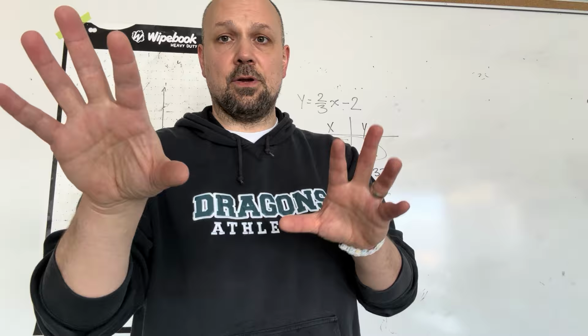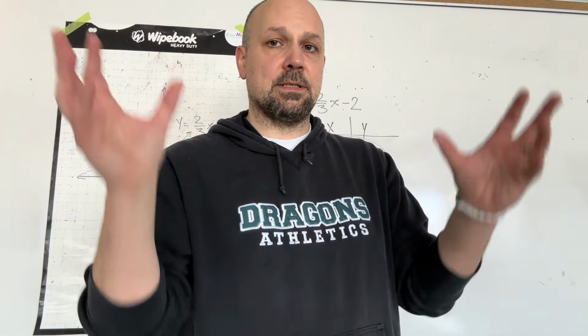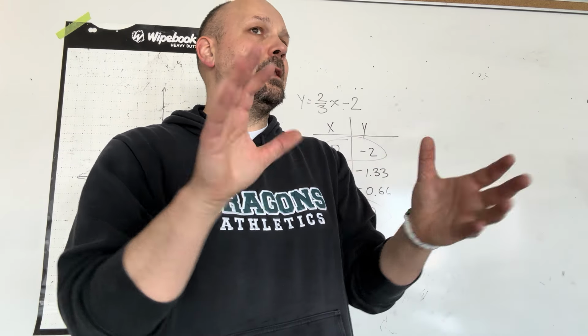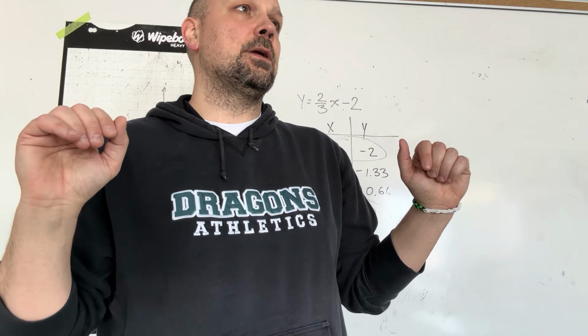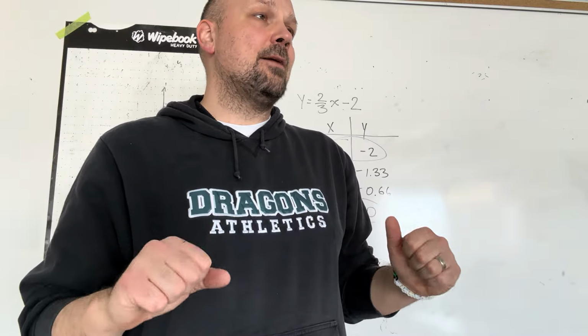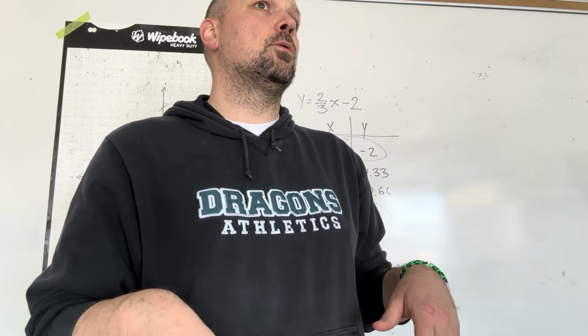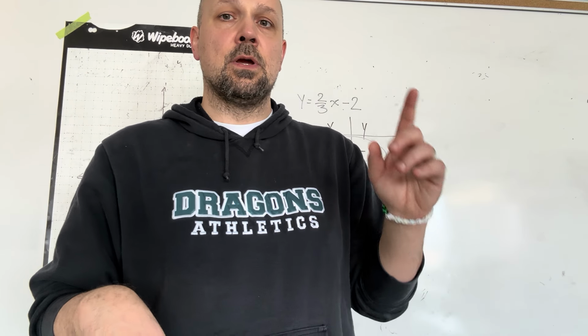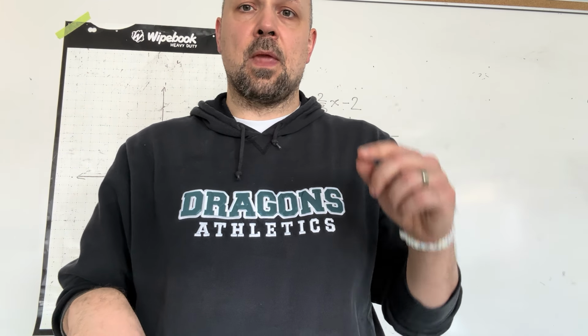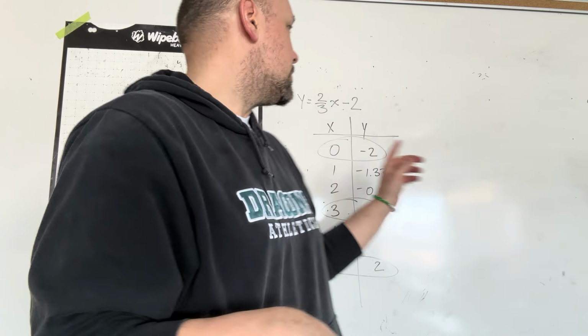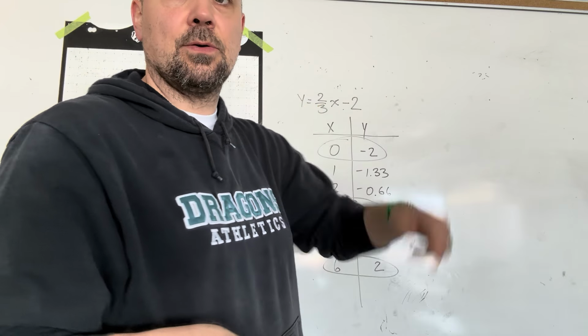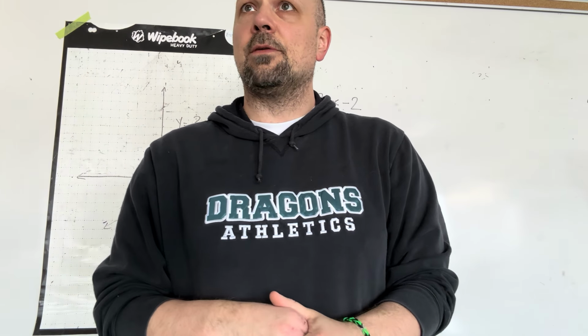Okay, and you're gonna pause the video whenever you need to keep up, okay? Because this is a very abridged version. All right, next thing you're gonna do is you're going to graph for me the relationship y equals 2/3 x minus 2. So y equals 2/3 x minus 2. You can use the table of values or whatever you see fit.